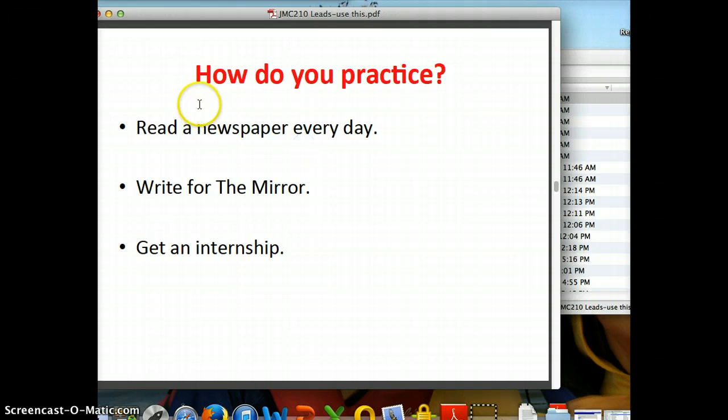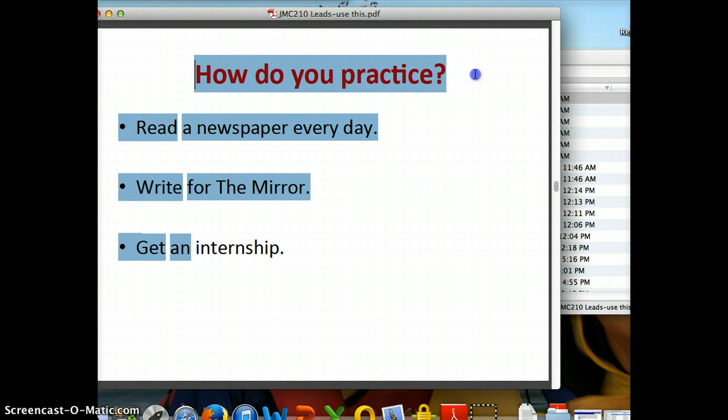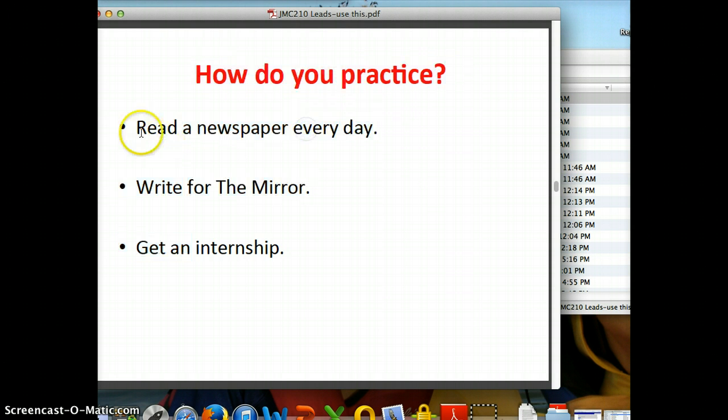So how do you practice writing leads? One thing is read a newspaper every day. If you're not reading the newspaper every day, I'm not sure why you're a journalism major. First of all, you need to be aware of current events, and second of all, you need to know how to write this stuff. And that's how you're going to learn. If you write for the Mirror, that's really good practice. And then get an internship. After this class, get an internship.